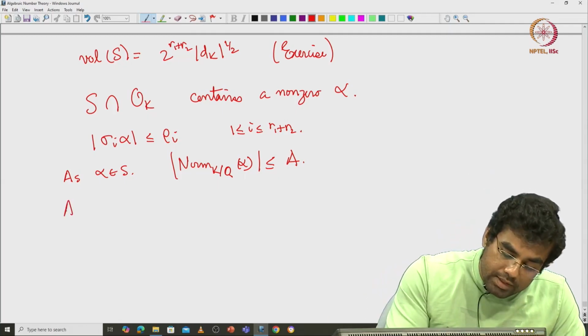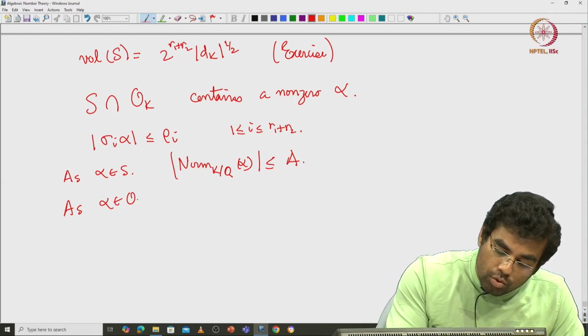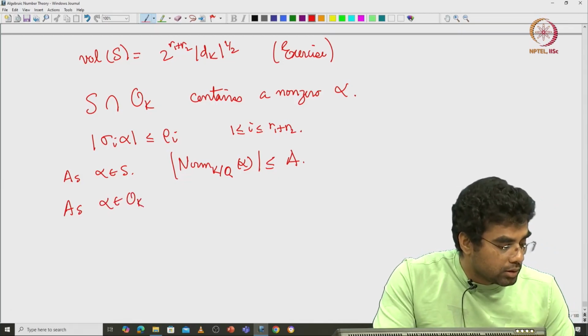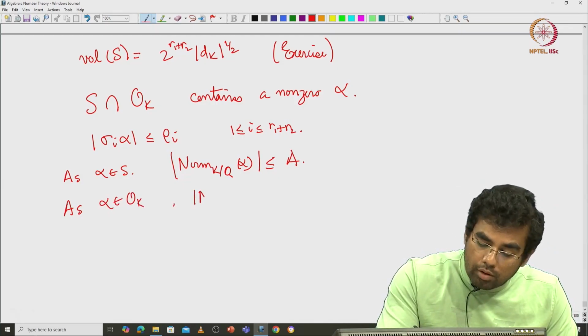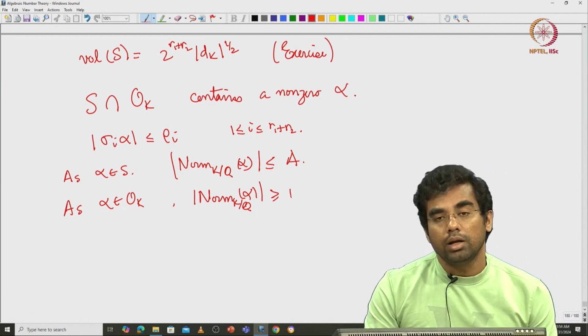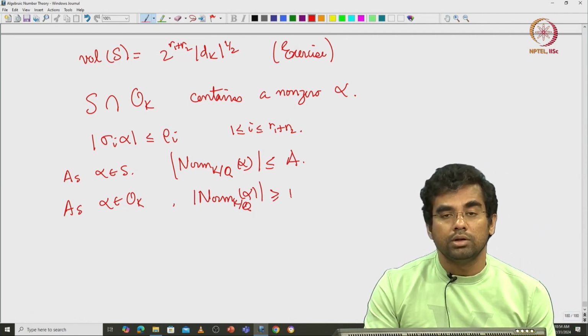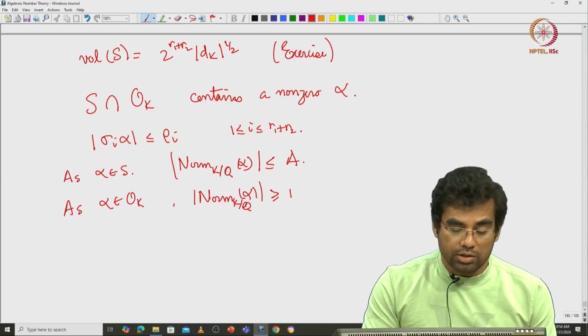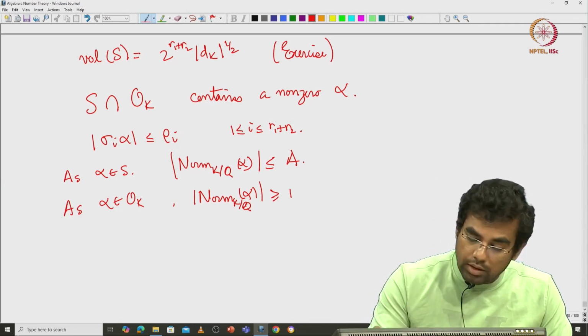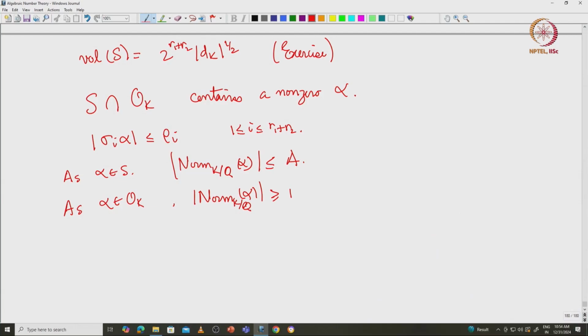But now, as alpha belongs to OK, norm of alpha is bigger than or equal to 1, right, because it is an algebraic integer, its norm has to be an integer. So, it is bigger than or equal to 1, and so we end up proving the following.